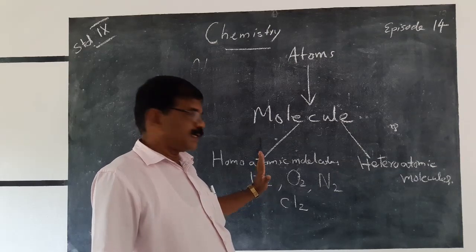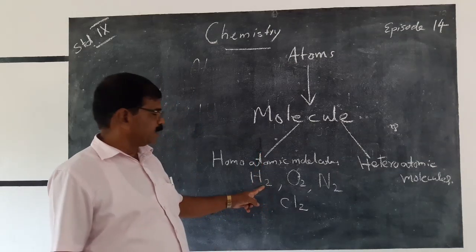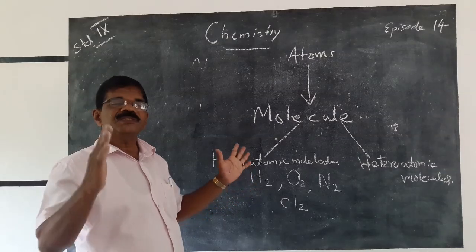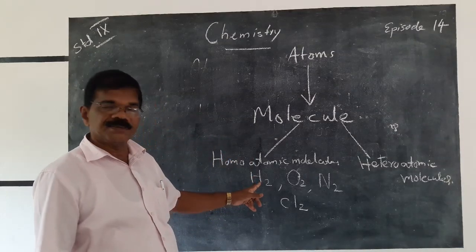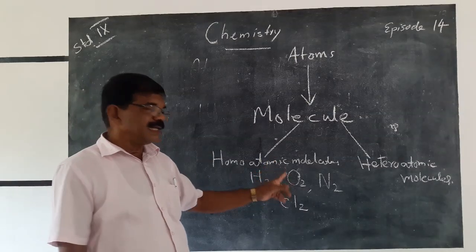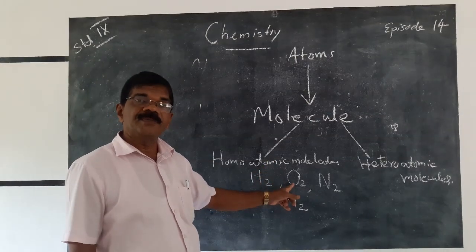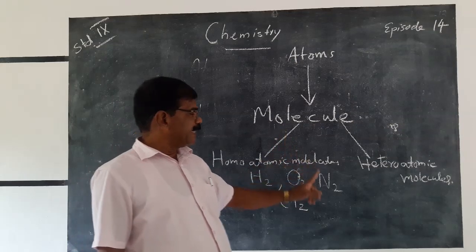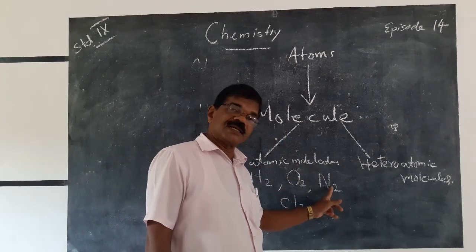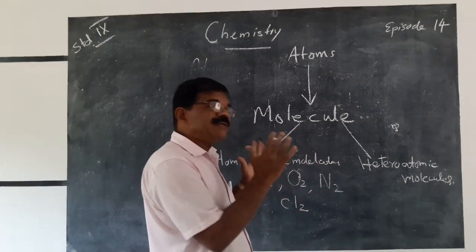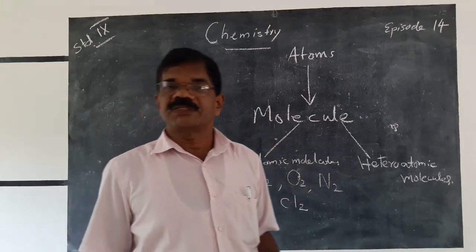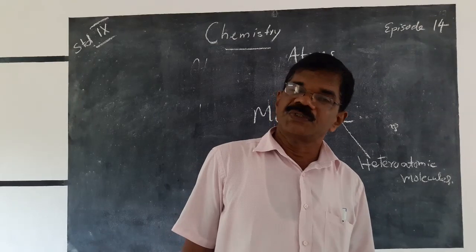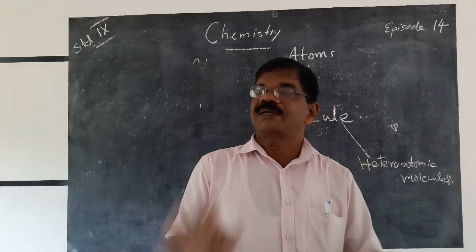A hydrogen molecule is homoatomic, right? Two identical hydrogen atoms combine to form a hydrogen molecule. Two identical oxygen atoms combine to form an oxygen molecule. Similarly, two identical nitrogen atoms combine to form a nitrogen molecule. Therefore, molecules formed by the combination of the same atoms are called homoatomic molecules. It is seen only in the case of elements.